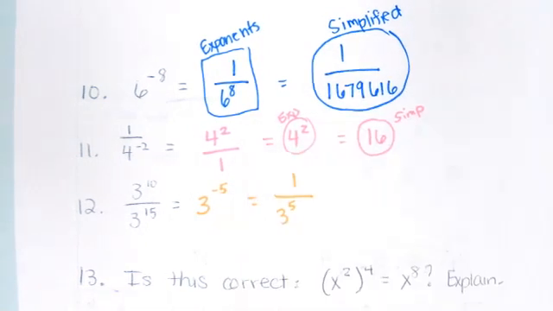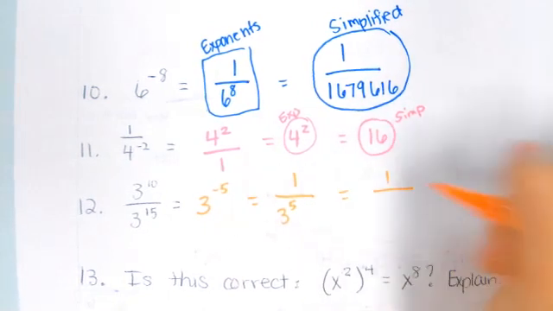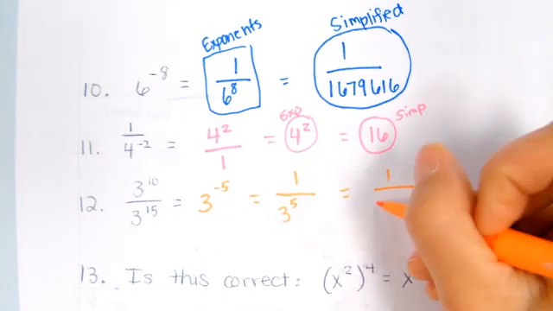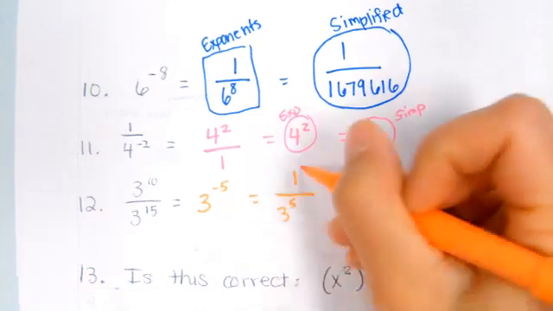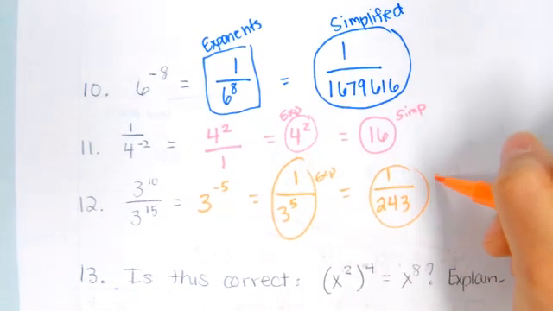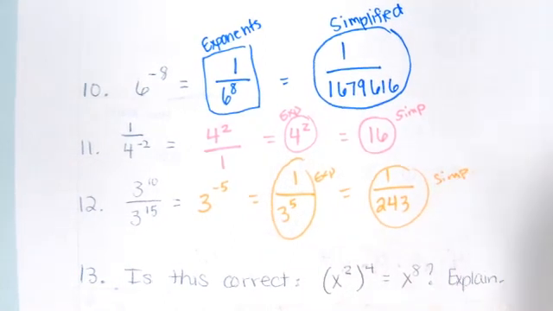Okay, that might be the answer. You might be done. If you have to simplify it, somebody use your calculator. Bottom, bottom, bottom. 243. This might be the answer if it says exponential. This might be the answer if it says simplified. Nice.